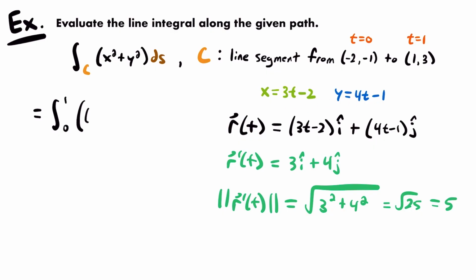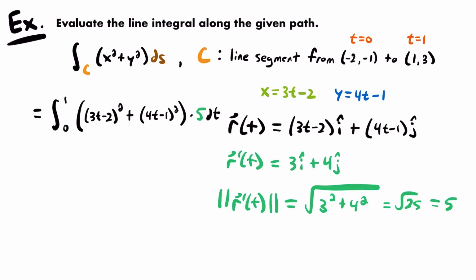You want to replace x and y with what they're equal to in terms of the parameter t. So for x, we'll have 3t minus 2 squared. And then for y, we'll have 4t minus 1 squared. And that will be multiplied by ds, which is the magnitude of the derivative of the vector function, times dt. So we'll have 5 times dt. I'll write that in here. We'll multiply by 5 dt, and that completes the setup for the line integral.